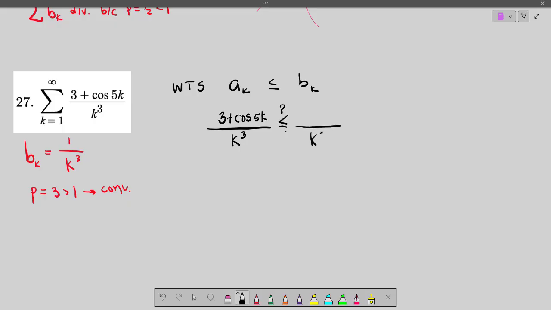So can you see what we want to do here? Is it going to work with the 1? Is it going to work with the 3? What do you think? Obviously, the k to the 3's are going to cancel. Does the 1 work? Does the 3 work? Do they both work? Do neither work?